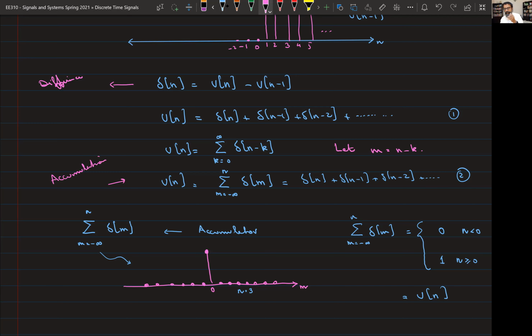So there are strong parallels to what we've done in continuous time. This equation number 1 is the first difference. If I take the first difference of the unit step, I get the unit impulse. And if I accumulate the unit impulse, I get the unit step. Those are inverse relationships, just like derivative and integral are inverse relationships, the first difference and accumulation are inverse relationships. Any questions here before I move ahead?